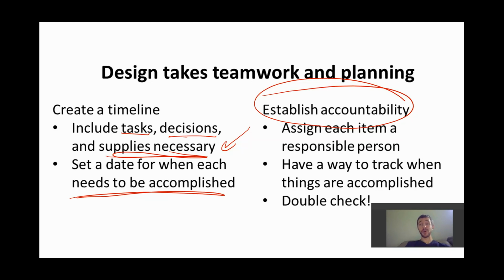Who's going to do what? Each person has a task. Each task has a person. And you need to have a way to track when things are completed. You can have a spreadsheet that says, okay, task A was finished by John Bob on the 13th. And then have a way to double check that, because never trust that everybody's doing exactly what they said they've done. Never believe that if you haven't heard from somebody and you haven't seen it yourself that they've actually done their job. Always double check.